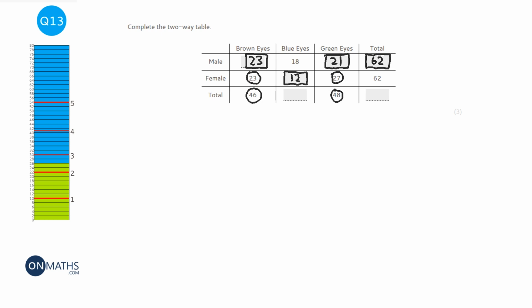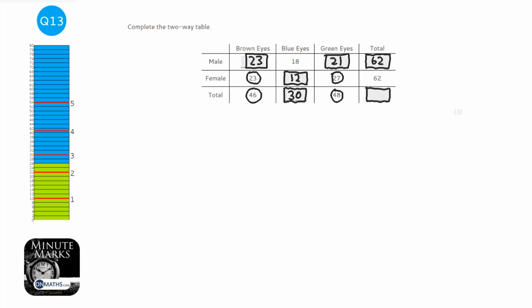We can just check that. We can do 23 plus 12 plus 27, and it equals 62. So we know that's right. With that one sorted, we can get this one. If there's 18 males with blue eyes and 12 females with blue eyes, that means there's going to be 30 altogether. Now this total is either the total of these ones or the total of these ones, and they should give you the same number. Don't add the blue and the green ones together, so it's only one of them.